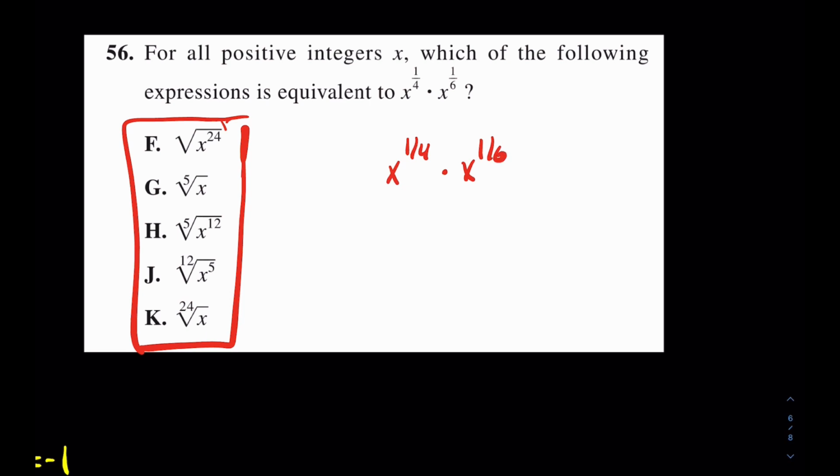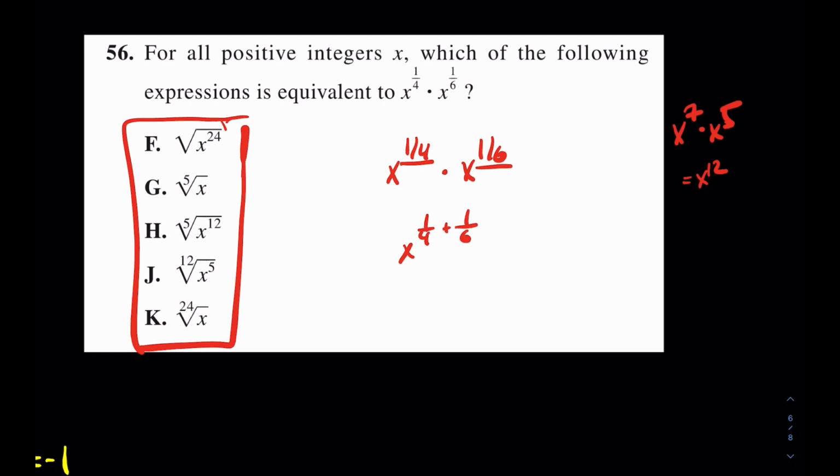And remember, through multiplication of exponents like this, what do you do? You add them. Just to give you a reminder, if I have x to the 7th times x to the 5th, what's x to the 7th times x to the 5th? Of course, x to the 12th. You add exponents. So I want to add this and this, so I have x to the 1/4 plus 1/6.